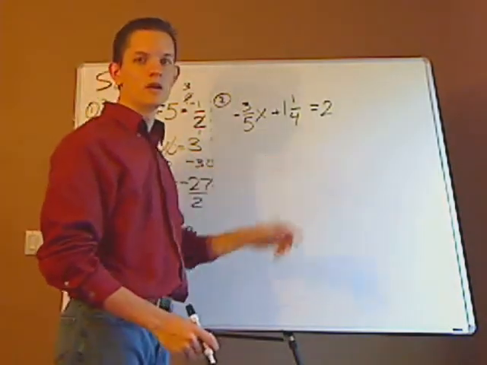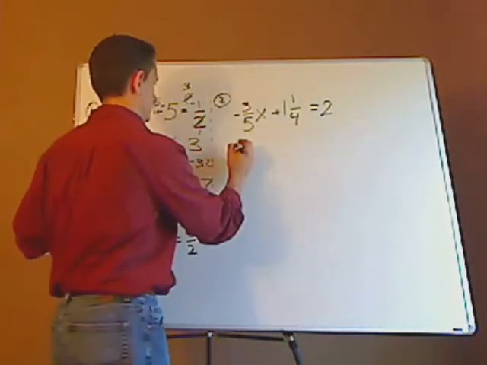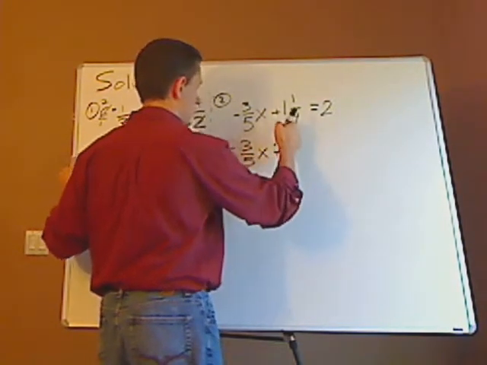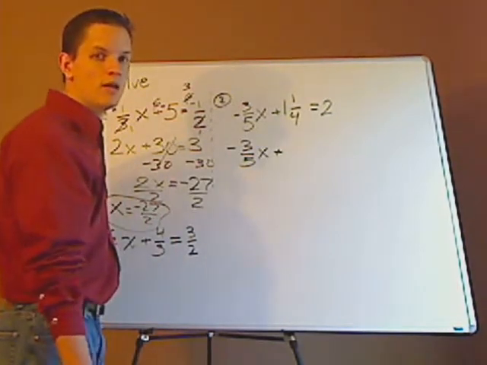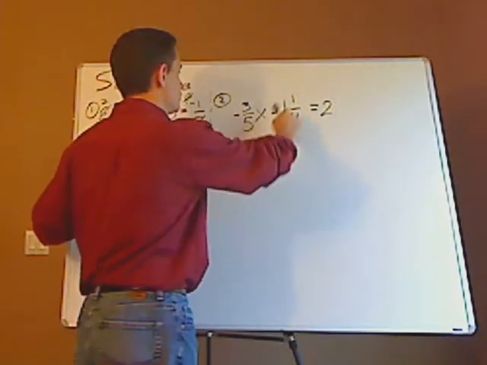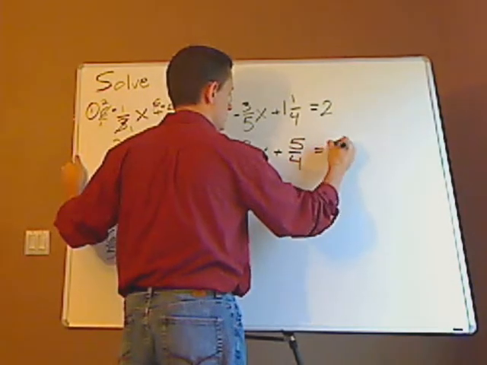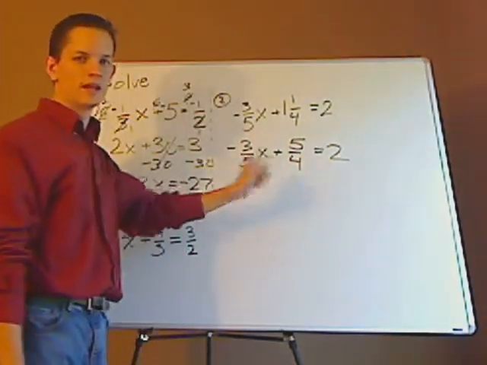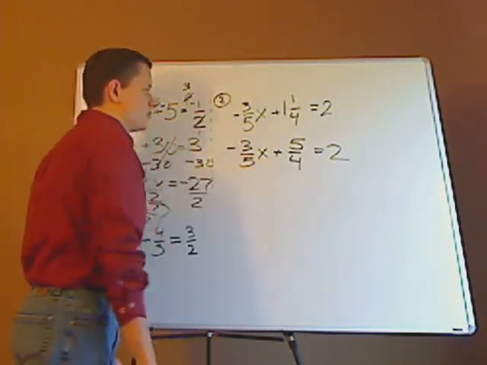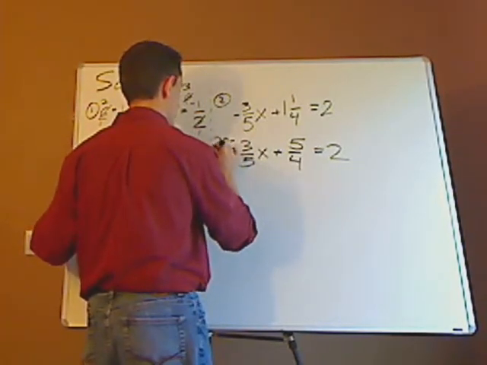For this one, what you want to do first is change this mixed number to an improper fraction. It's always easier to deal with mixed numbers as improper fractions. So how do you change this to an improper fraction? Right, you take 1 times 4, which is 4, plus 1, which is 5, and you put that over 4, equals 2. Now what's the LCD here? Right, same thing. They have nothing in common, so you just simply multiply each term by 20 over 1.